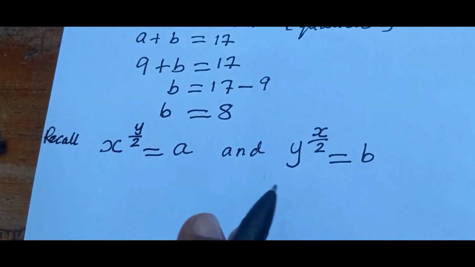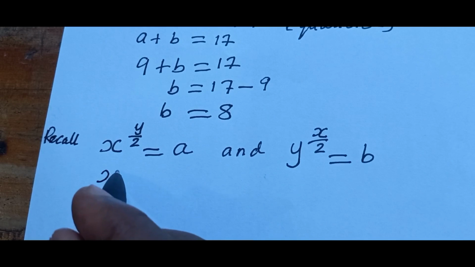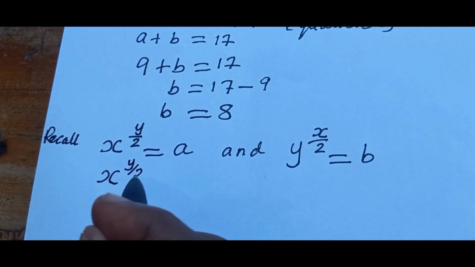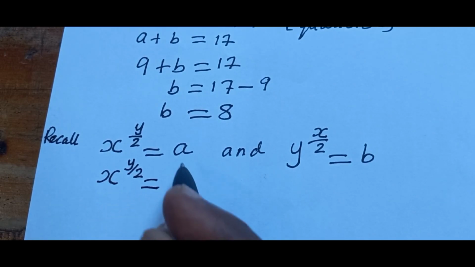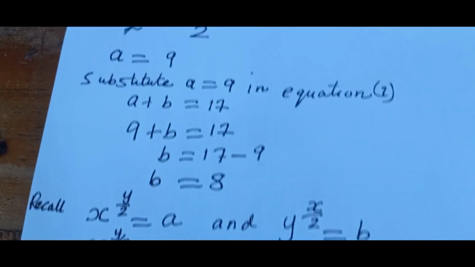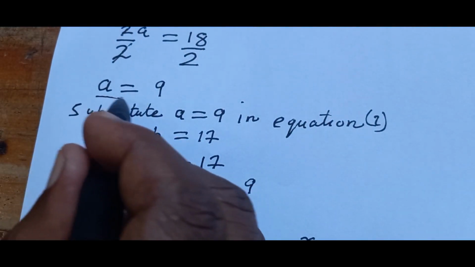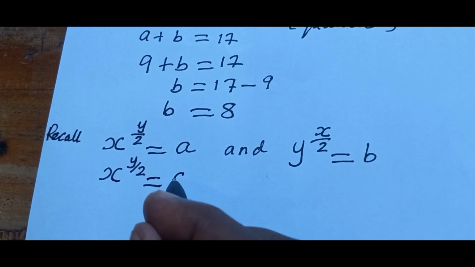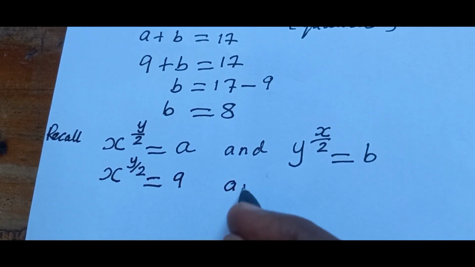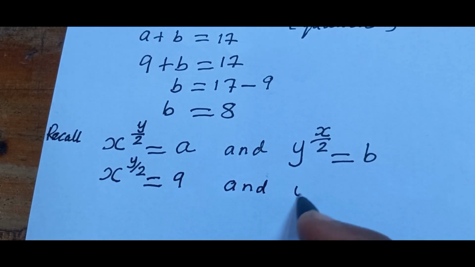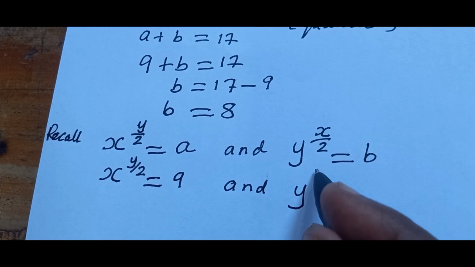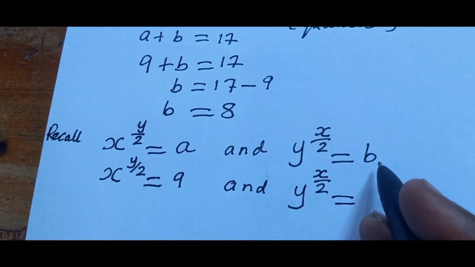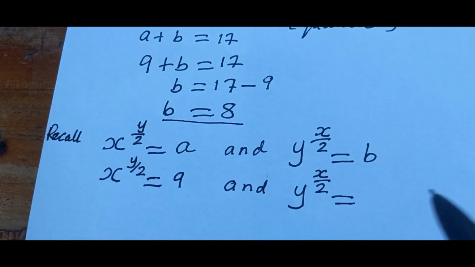Let's go. We have x raised to y over 2 equals to A. But A equals to 9. So substituting the value of A here, we have 9, and y raised to power x over 2 equals to B, but the value of B is 8.